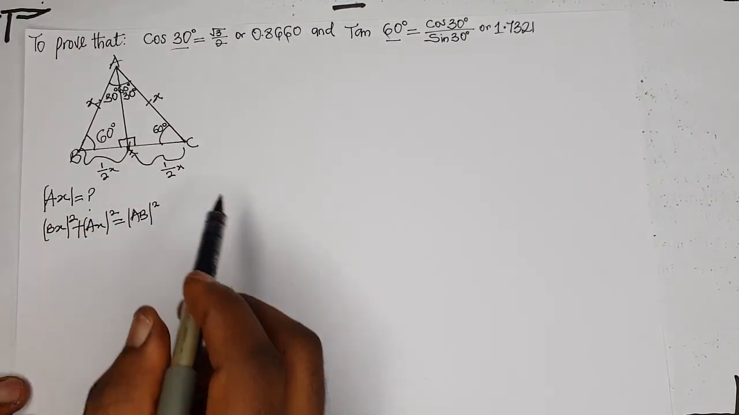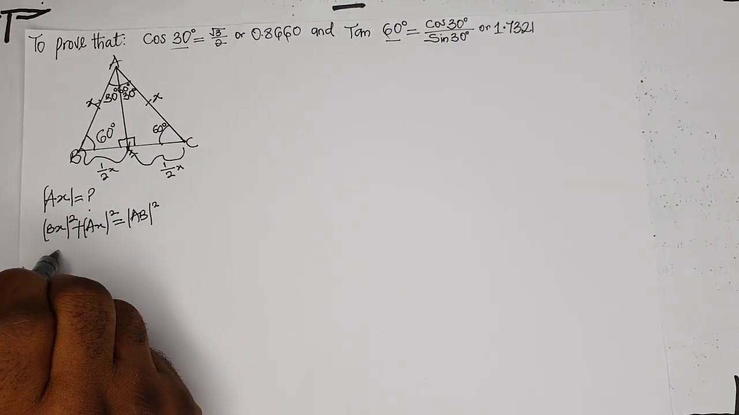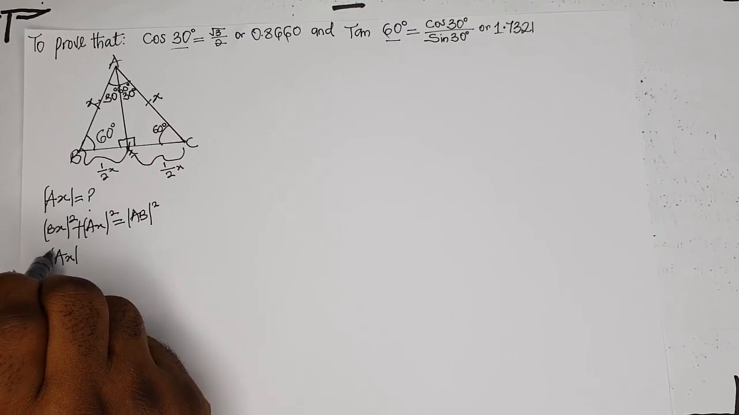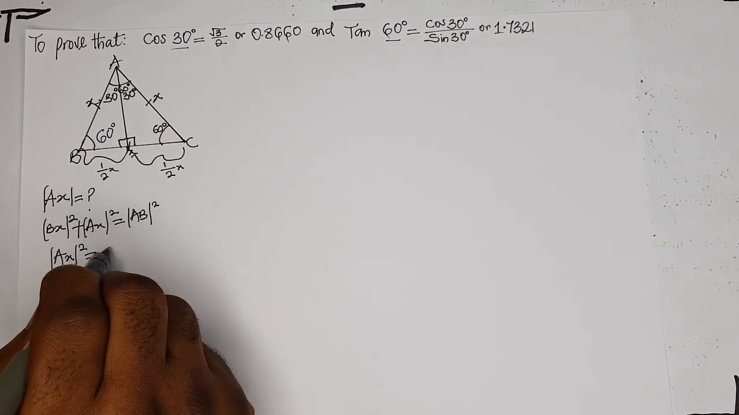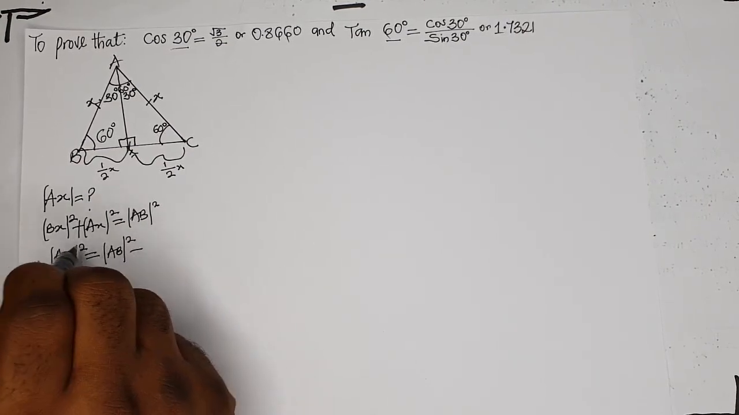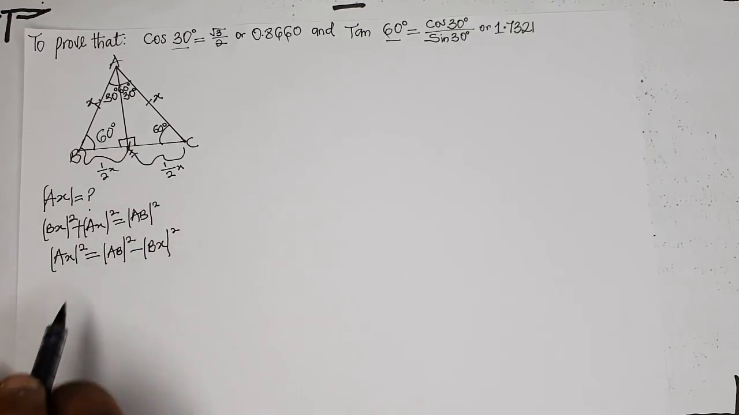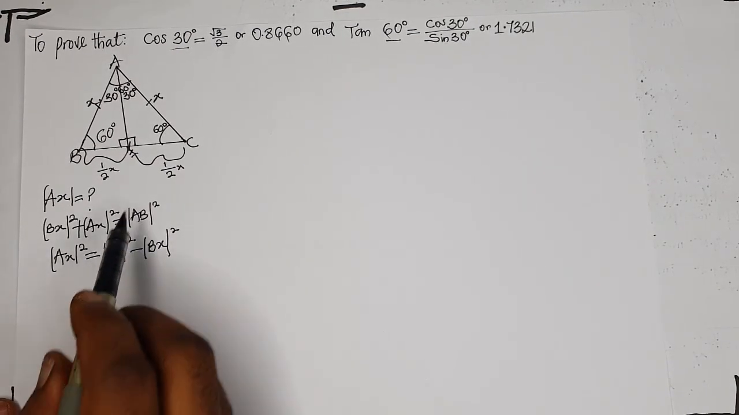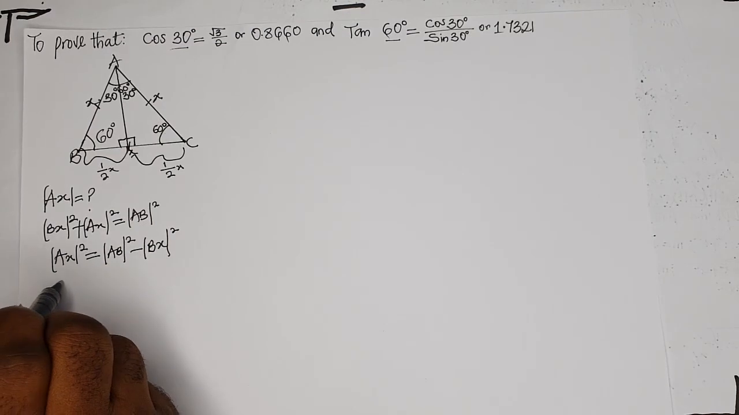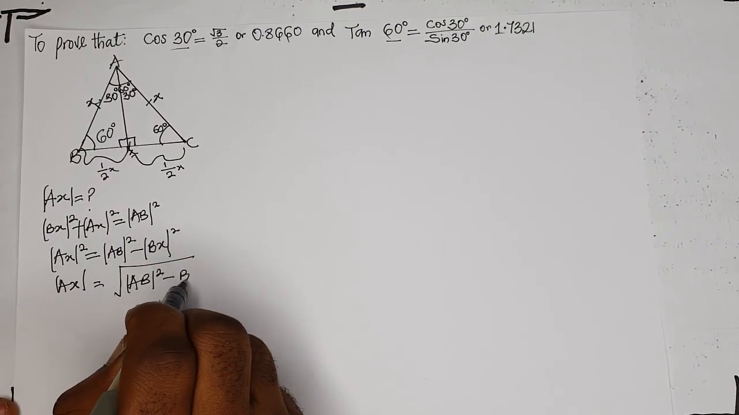All right. So since AX is our major focus, we make AX our subject here. So AX squared, that is line AX squared, will be equal to AB squared minus BX squared. This is what we are going to apply to find out the value of AX. Now, AX alone will be equal to the square root of AB squared minus BX squared.